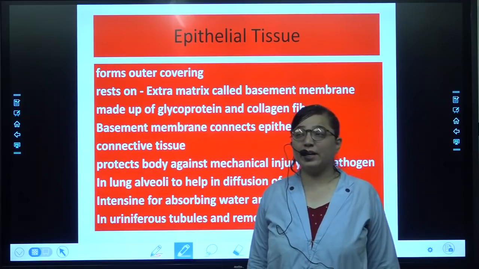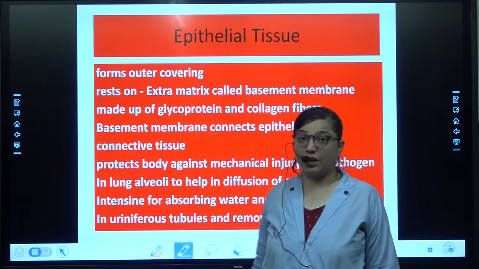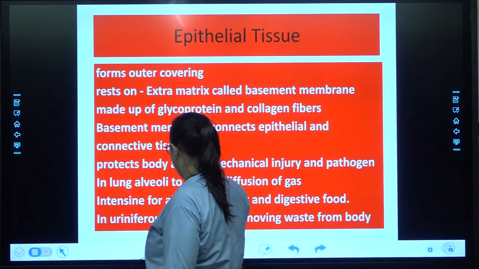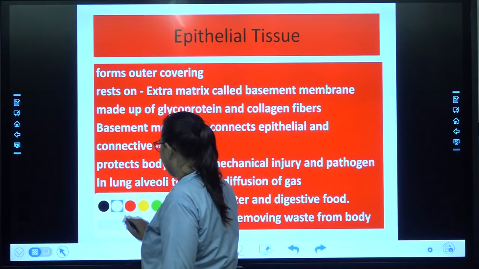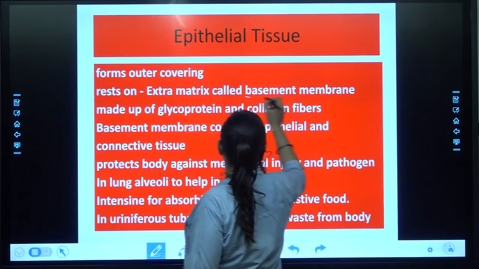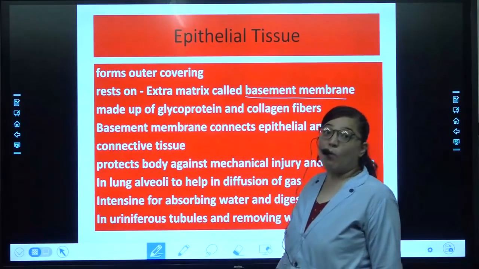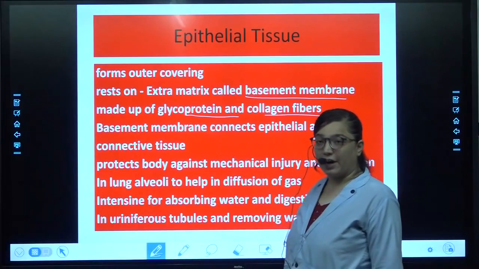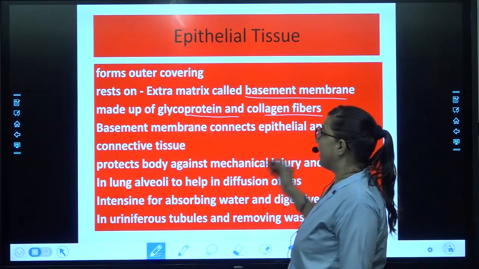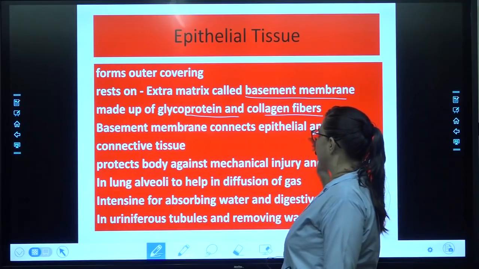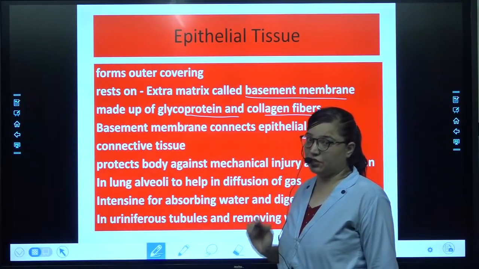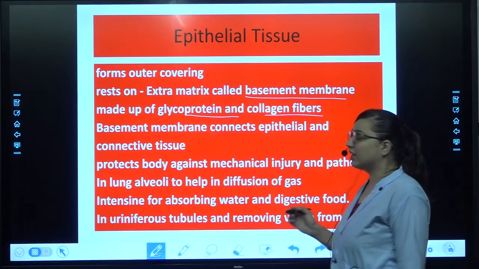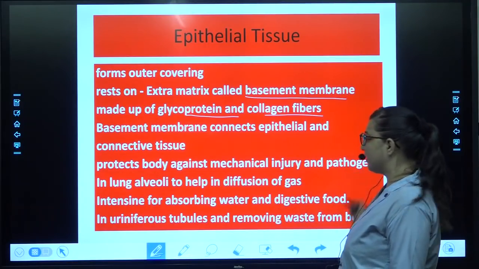What is it doing? It is maintaining the outer covering. Where does it lie? It lies on an extra layer. And what is that extra layer called? That extra layer is called the basement membrane. What is the basement membrane made up of? Glycoprotein and collagen fibers. Then this basement membrane connects epithelial and connective tissue, and protects the body against mechanical injury and pathogens.